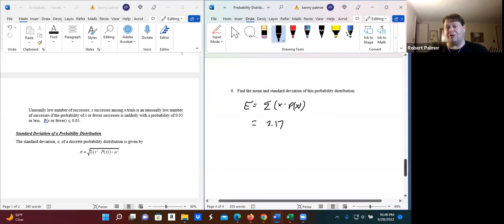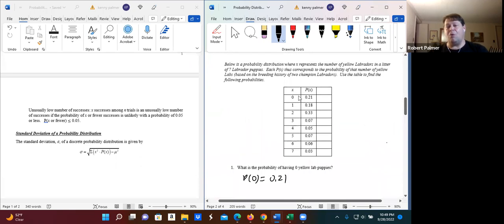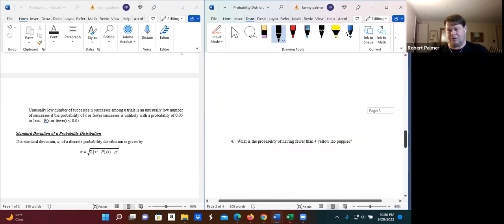If we look back at our table, that's our balance point. That means most likely you're going to get something on the low end. It's kind of balanced about 2.17, right about here. If you look at our probabilities, that makes sense. The bulk of them are down here. So expect in most cases to get a lower number of yellow lab puppies, either 0, 1, or 2, than some of the higher numbers. So this is definitely not like the other one. It's not uniformly distributed, so it's not halfway, it's not in the middle. It's balanced right about here. And then the standard deviation.